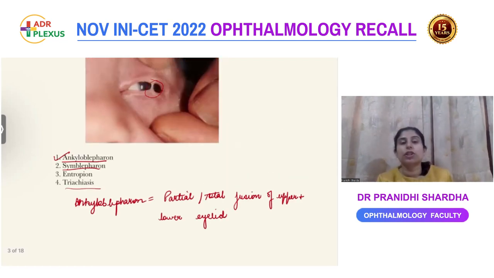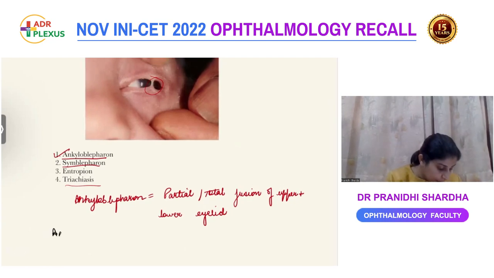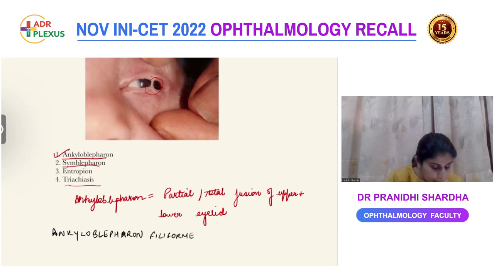So the answer to this question is ankyloblepharon, that is the partial or total fusion of the upper and lower eyelid. In this condition, partial fusion of the upper and lower eyelid has been shown, which is known as ankyloblepharon filiforme adenatum. So when the upper and lower eyelids are fused partially, it is known as ankyloblepharon filiforme adenatum. That is the condition shown in the question.